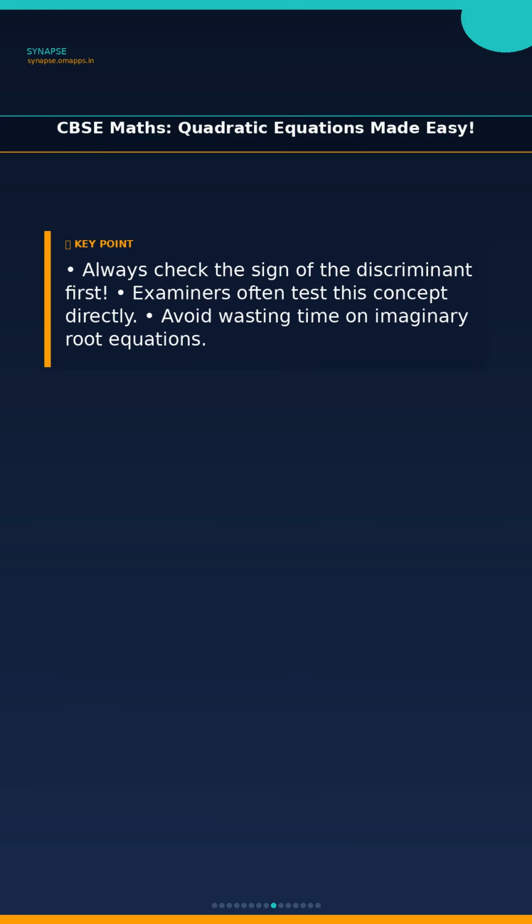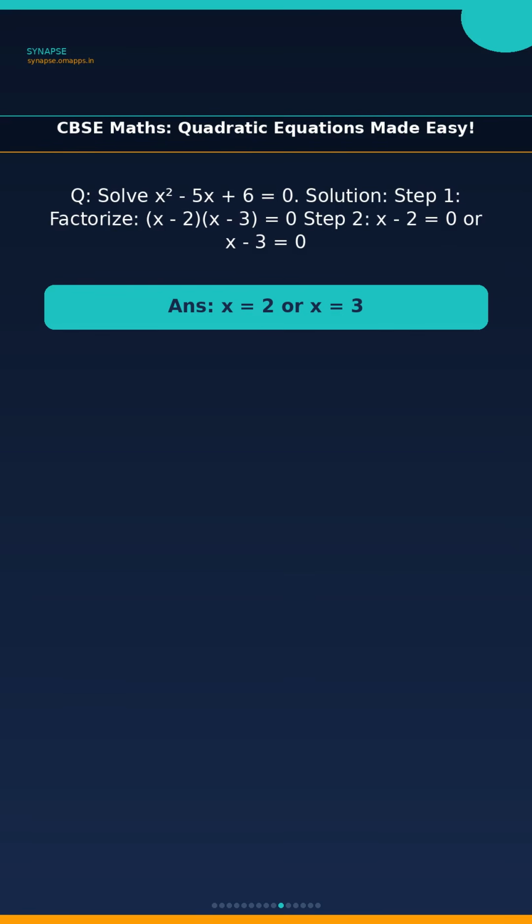Here's a common mistake, forgetting to check the discriminant before you start solving. This can save you a lot of time on the exam. Always do this first. Let's walk through a problem together. First, we factorize the equation. Then, we set each factor equal to 0. And finally, we solve for x to find our roots.